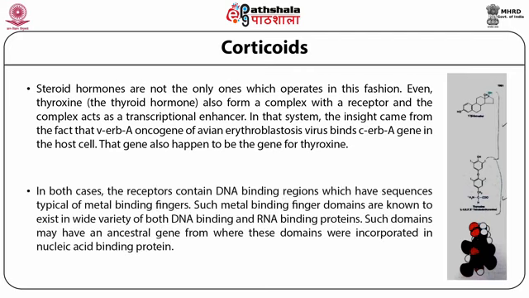In both cases, the receptors contain DNA binding regions which have sequences typical of metal binding fingers. Such metal binding finger domains are known to exist in a wide variety of both DNA binding and RNA binding proteins. Such domains may have had an ancestral gene from where they were incorporated into nucleic acid binding proteins.